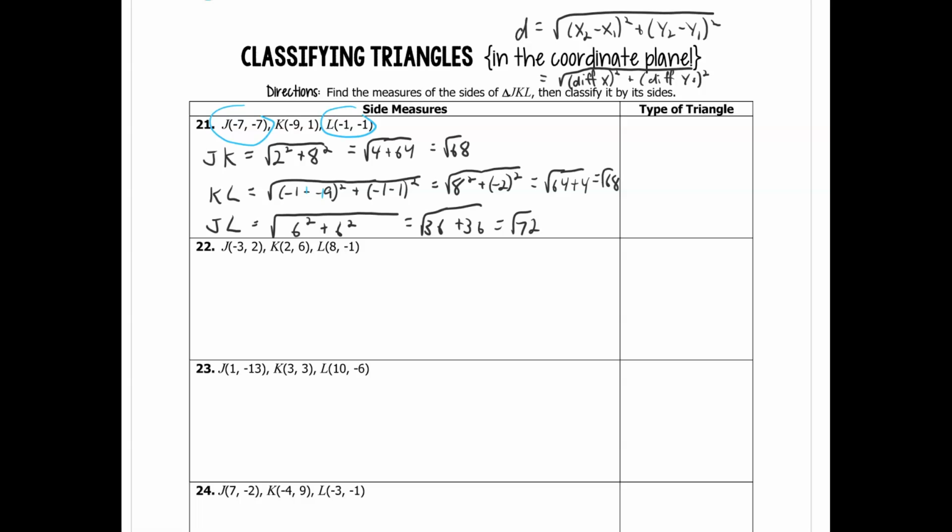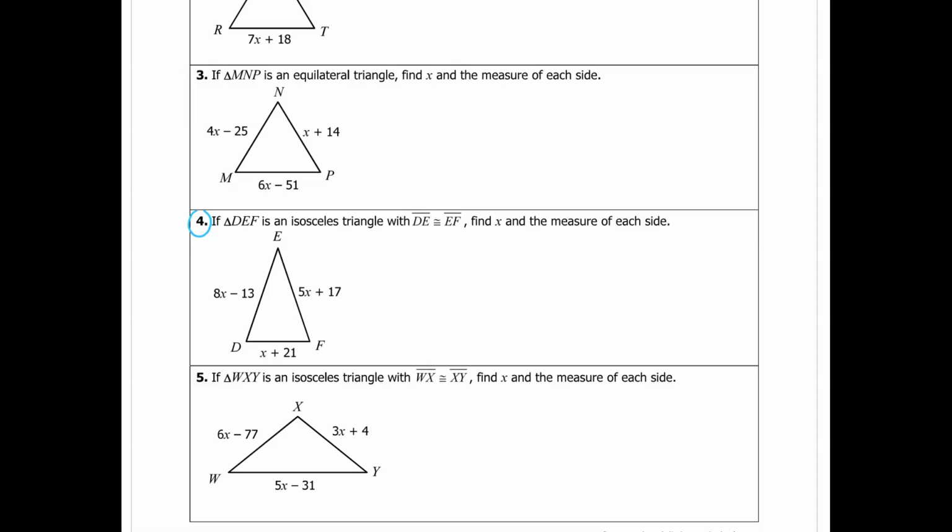So two of them are the same and one of them is different. So this would be an isosceles triangle. Now we're only classifying these by sides. We don't have to classify them by angles. Okay, we got one more example.